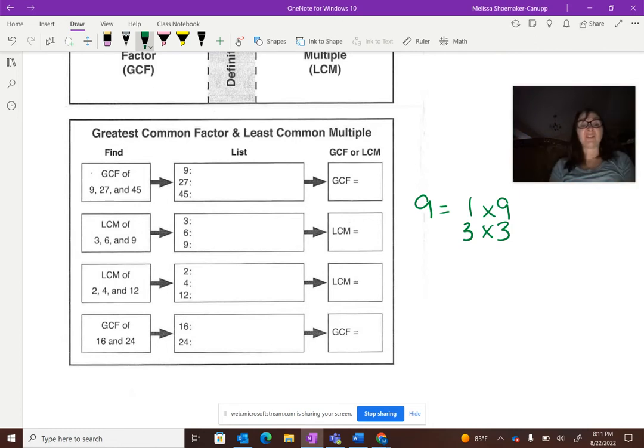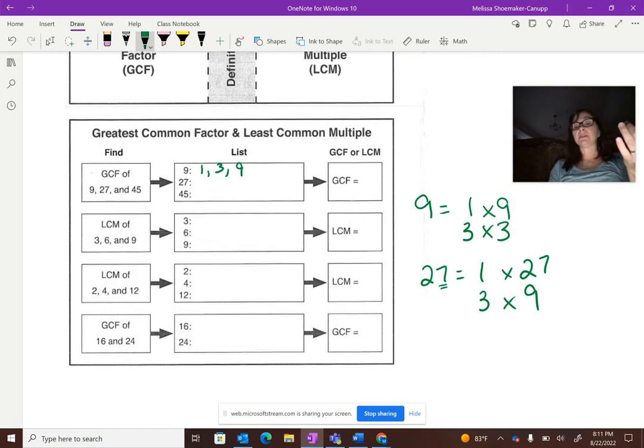That's all there is. So now I'm going to put it over here, but I'm going to put it in order from smallest to largest. There's no reason to list 3 twice. So now I'm thinking of doing the same thing for 27. 1 times 27. I know 2 can't go in there because 7 is odd. 3 times 9 is 27. Let's see, 4. That doesn't go into 27. 5. Nope. 6. Nope. 7.